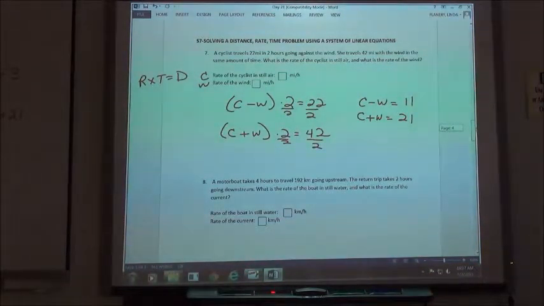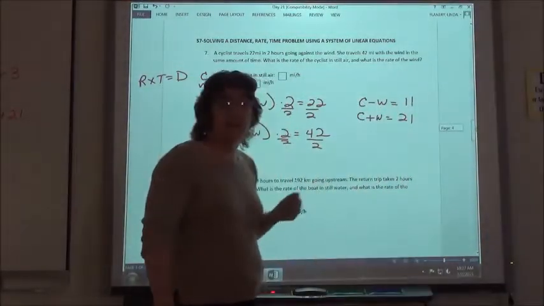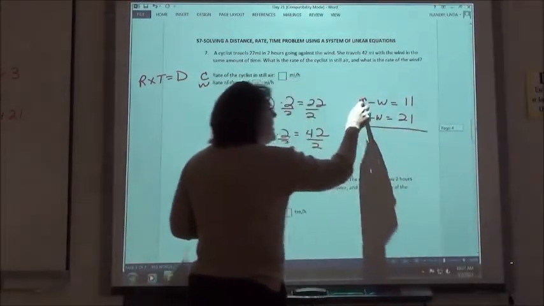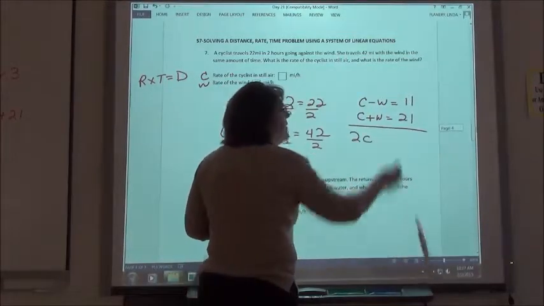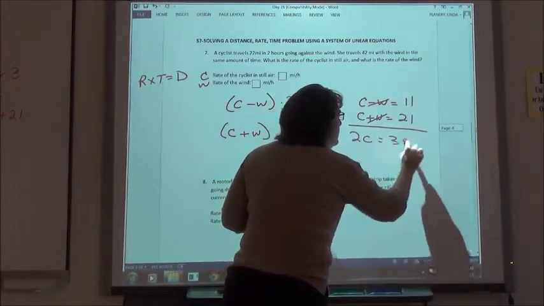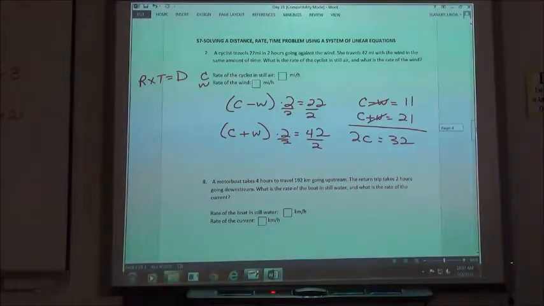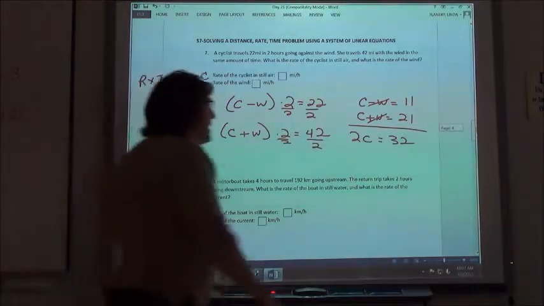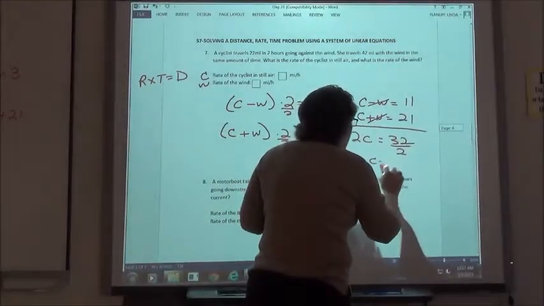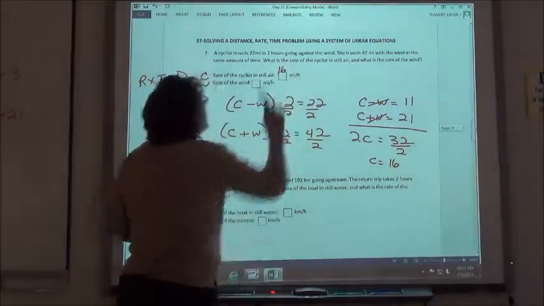Now that kind of looks like that problem where we had the sum of two numbers and the difference of two numbers, right? We have opposites in front of our W's, so we can just add to eliminate the W's from our equations. C plus C is 2 C's. Negative W and a plus W cancel out. 11 plus 21 is 32. In order to solve that for C, all we have to do is divide. C is going to equal 16. So the rate of the cyclist is 16 miles an hour.